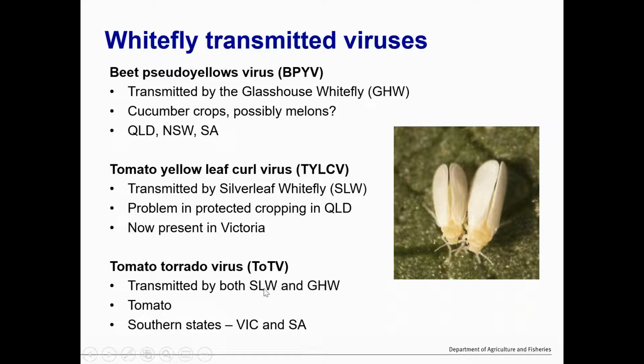Tomato chlorotic dwarf virus is spread by both silverleaf whitefly and glasshouse whitefly. It only affects tomatoes, but the fact that it's spread by both of these species of whitefly means that all tomato growing districts in Australia are at risk of this virus. It's been in Australia for a very long time and it hasn't actually moved out of Victoria and South Australia. So we're really lucky that it's still confined to those two states and hasn't moved to Queensland or anywhere else. There are resistant or tolerant varieties, which seem to be helping manage it.